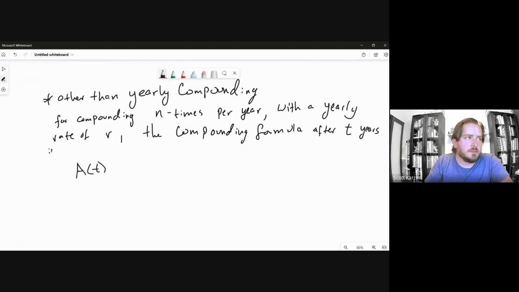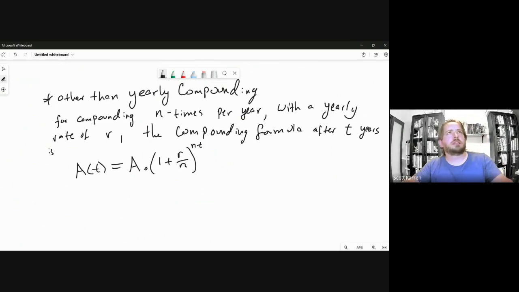is the amount as a function of T, time in years, is still equal to that initial amount that you put in, times 1 plus, but here we take our R and divide it by the number of compounds there are in a year. And then we raise it to the total number of compounds, which is the compounds per year multiplied by the number of years. And so we have this.